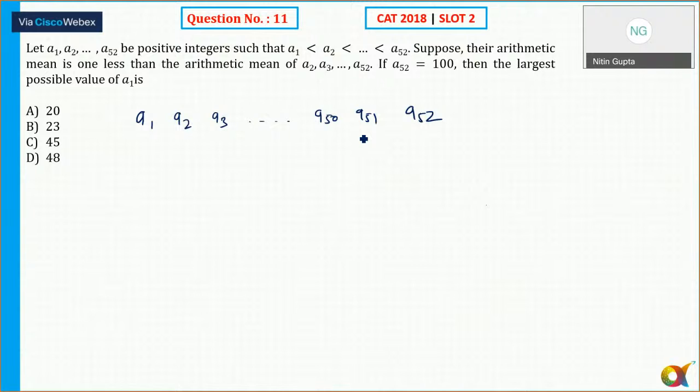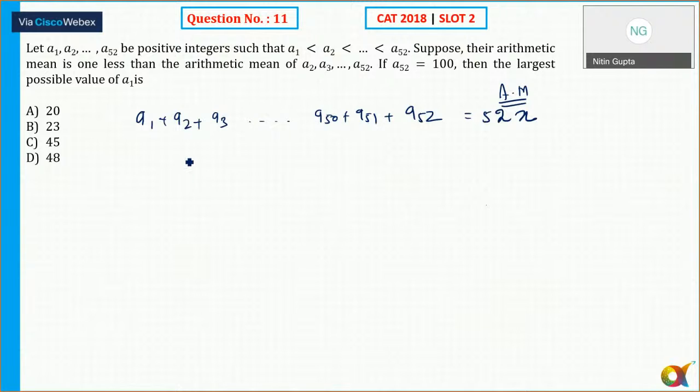Suppose that the arithmetic mean of A1 to A51 is 1 less than the arithmetic mean of A1 to A52. Let's say the arithmetic mean of these numbers is equal to X, and there are 52 numbers. So can I say what is going to be the sum of these numbers? The sum of these numbers is going to be 52X.